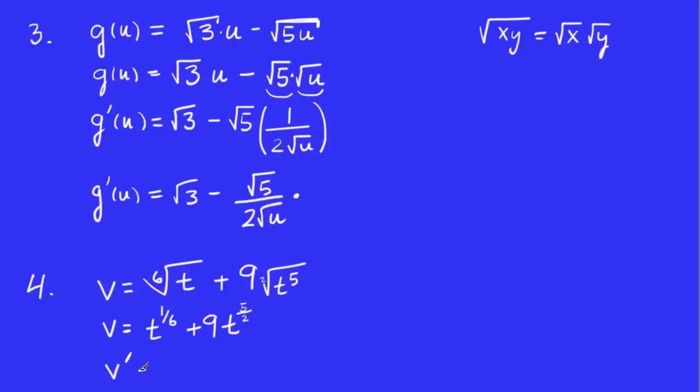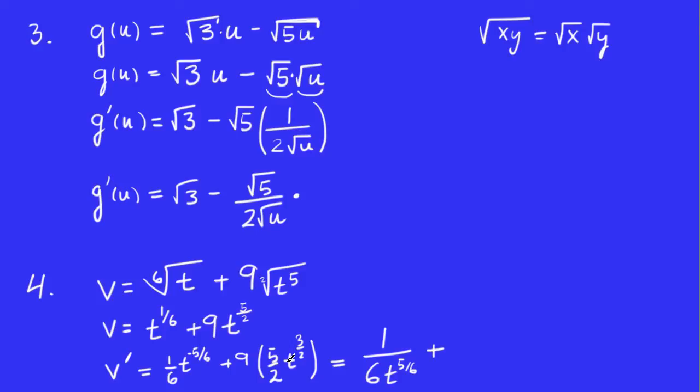And now we can find the derivative. V prime is going to be 1/6 t to the, what is 1 over 6 minus 1? It's 1 over 6 minus 6 over 6. 1 minus 6 is negative 5. So we get negative 5 over 6 plus 9 times 5 halves t to the 5 halves minus 1, which is 3 halves. And let's just rewrite this first term. 1 over 6 t to the negative 5/6.